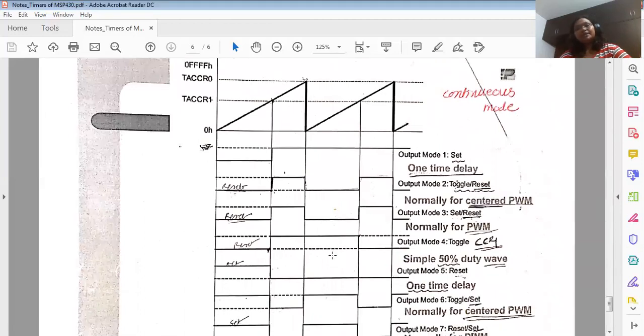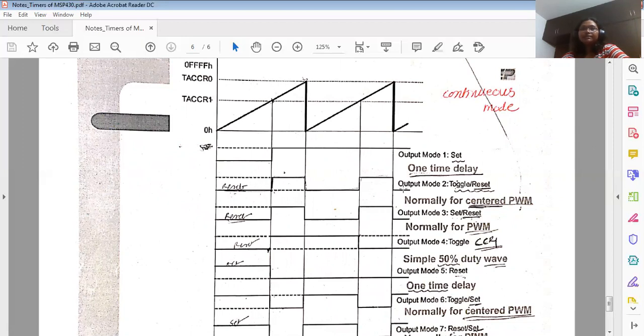This will make you understand everything. So this is the up mode. Here up mode is used. This line indicates the contents of CCR1, and this line indicates the contents of CCR0.